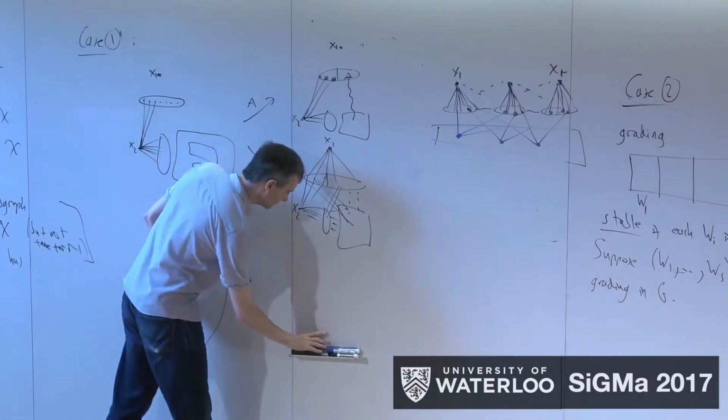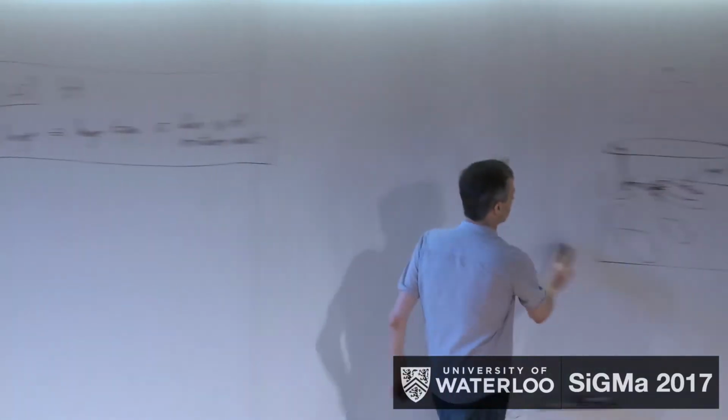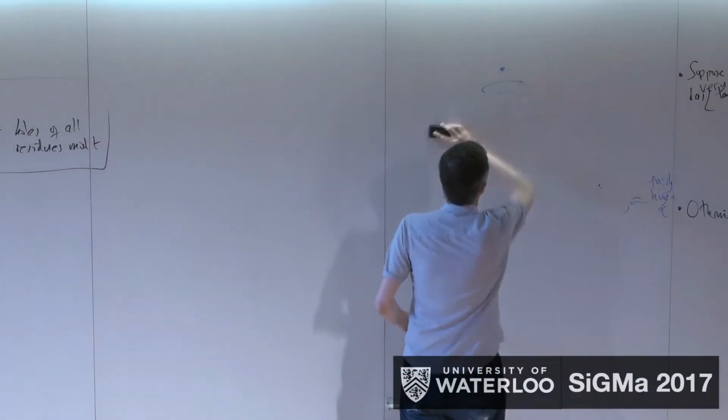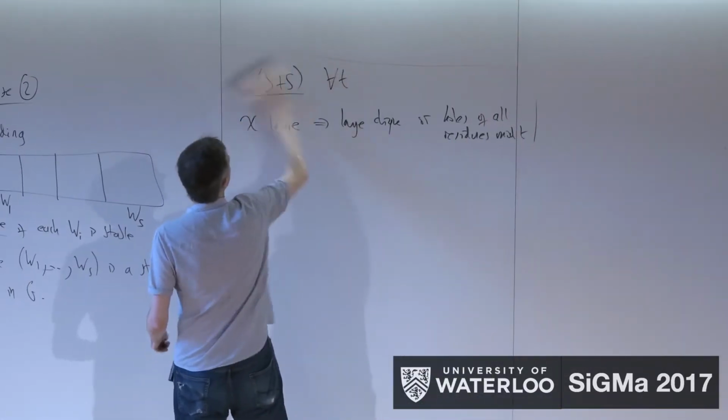There's a Markov chain on board erasers. Okay. Maybe this can go. Yeah, maybe this can go now.